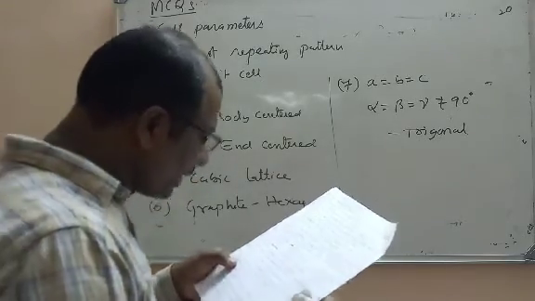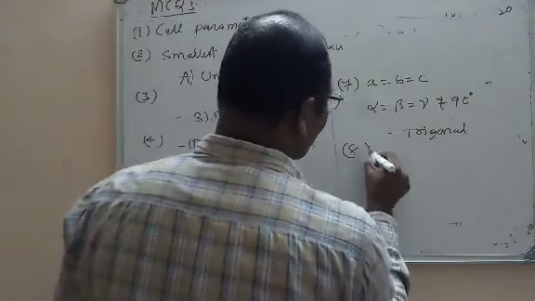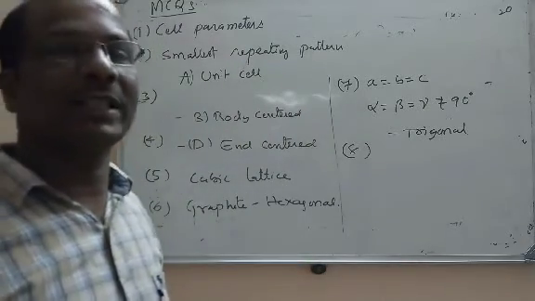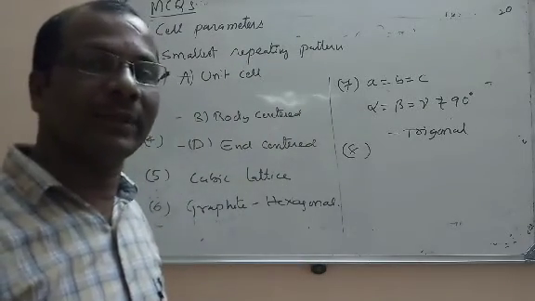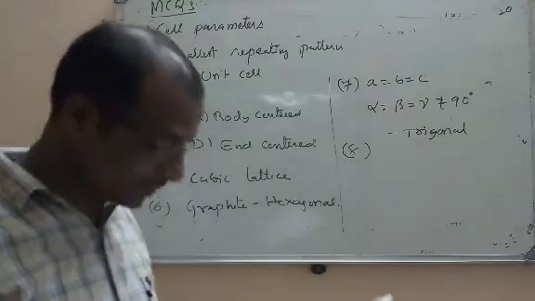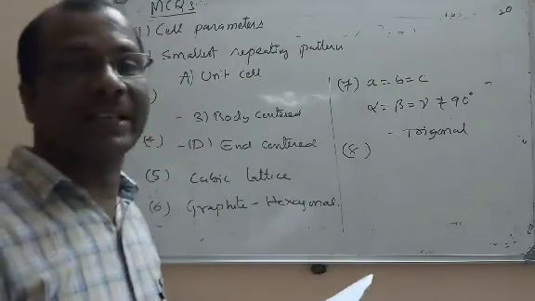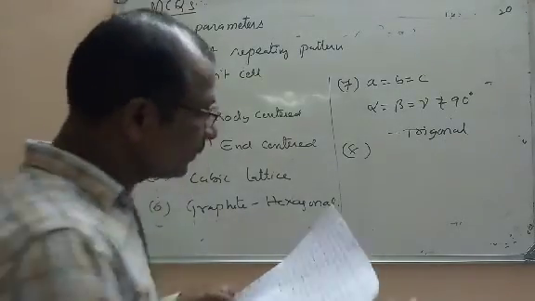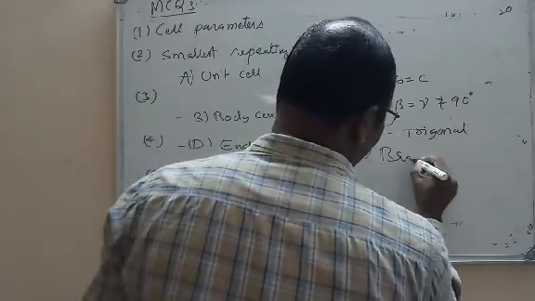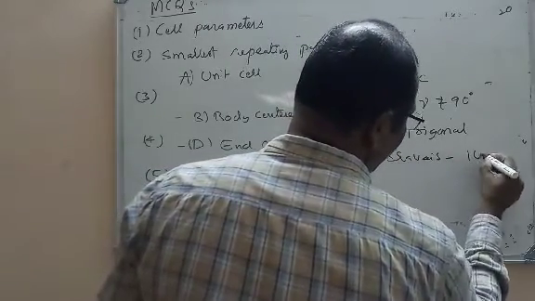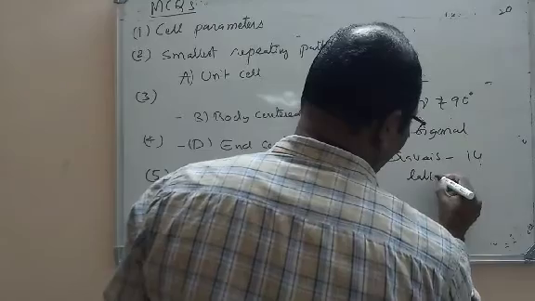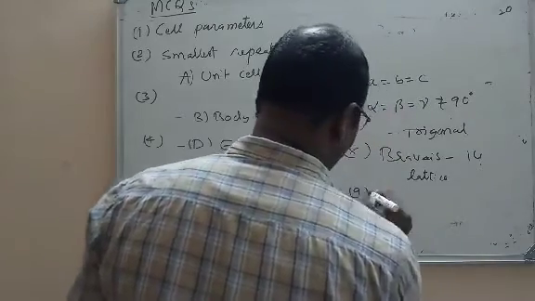Next question. How many space lattices are possible? Now only I told you, it is nothing but Bravais lattices. How many? 14 Bravais lattices are possible. C is the right option, 14. So Bravais lattices are 14 in number. So the right option is 14.